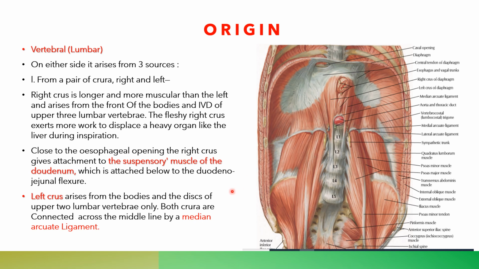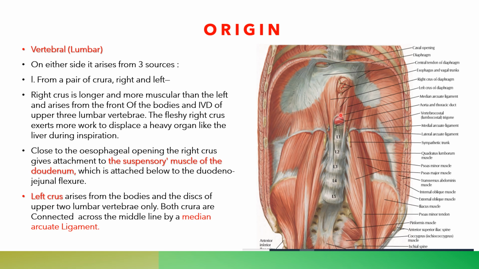Duodenojejunal flexure. Now let us discuss the left crus. The left crus arises from the bodies and the intervertebral discs of the upper two lumbar vertebrae. Both crura are connected across the midline by the median arcuate ligament. We can see here, this is the median arcuate ligament, exactly this point.